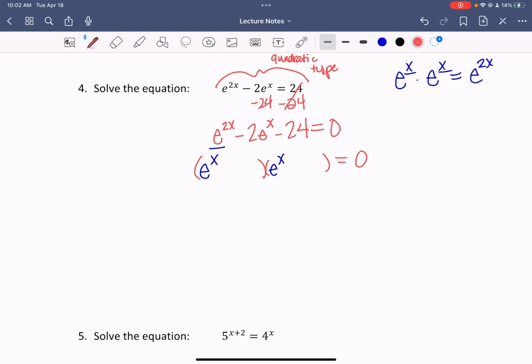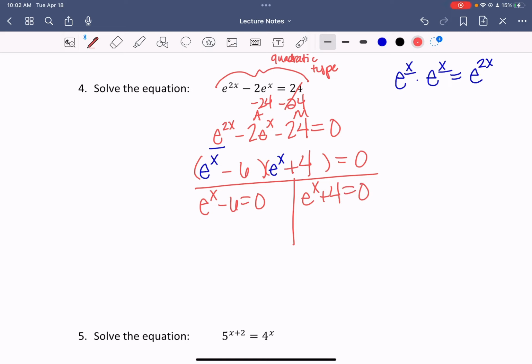And then you can use your other factoring rules of what will multiply to give you negative 24 and add to give you that negative 2, and that's a negative 6 and a positive 4. I can then set these two equal. I get e^x minus 6 equal to 0, and e^x plus 4 equal to 0. So I'll add 6 to both sides. Now I'm working with two smaller equations.